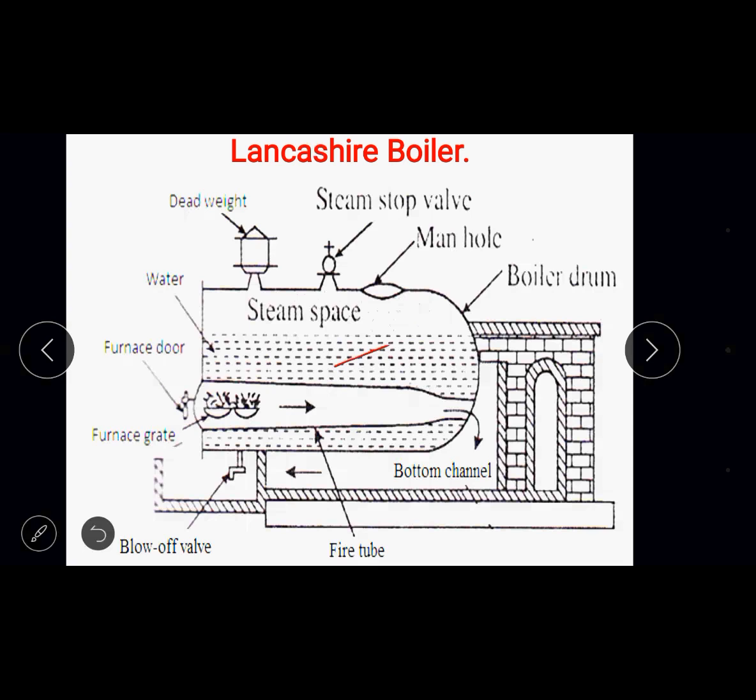And then you can find the fire tubes. Inside the fire tubes you find a furnace door here. From this furnace door you can provide solid fuel, such as wood or charcoal. You can feed the solid fuel inside the chamber and ignite it to produce hot gases, with the help of the furnace door.